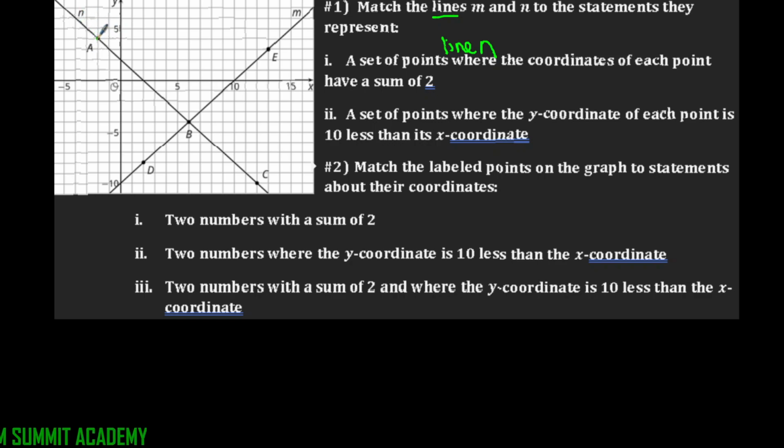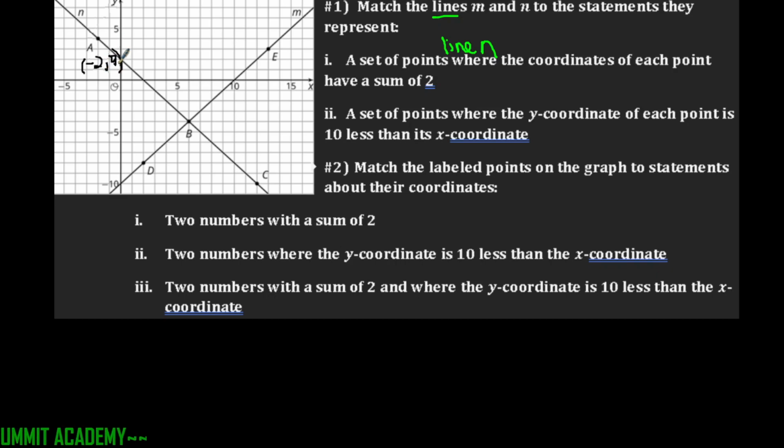And that makes sense because if we look at point A, let me write in black here, this is the point A is -2, 4, which if I look at the sum of those numbers, it's +2. If I look at this point, it's going to be 6 and -4. So this is 6, -4.